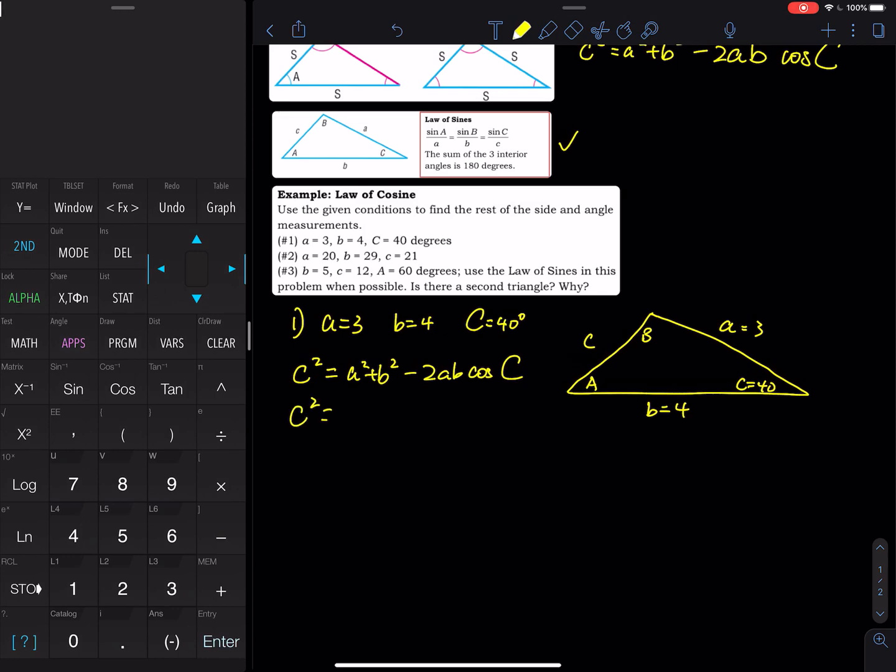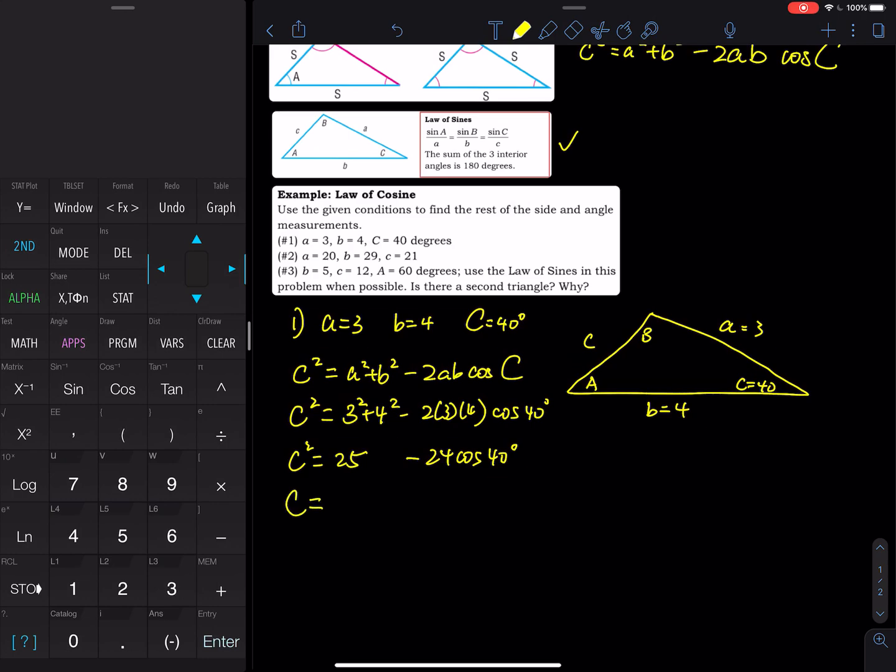So that is equal to 3 squared plus 4 squared minus 2 times 3 times 4 times cosine of 40 degrees. And then you do this in your calculator. So C squared is equal to 25 minus 24 cosine 40. So this one, if you want to avoid all the round off error, you take the square root right there.